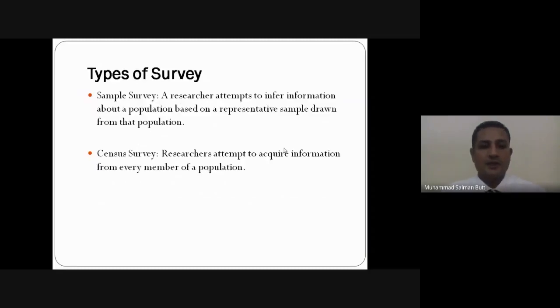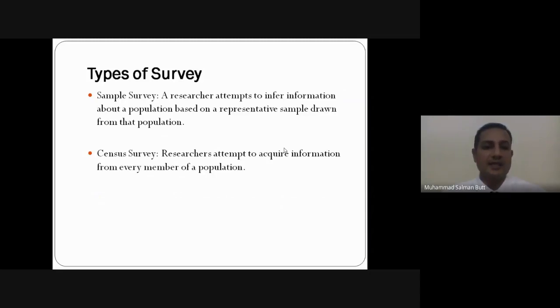The survey research can be divided into two broad types. One is the sample survey, and the second one is the census survey. A sample survey is a survey research in which researchers attempt to infer information about a population based on representative samples drawn from the population. So in this case, you have opted for a sample instead of a complete population group.